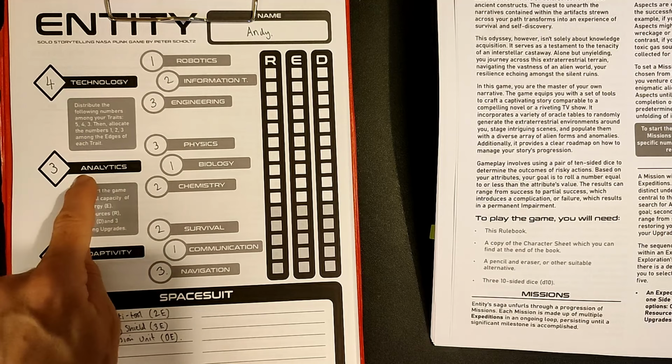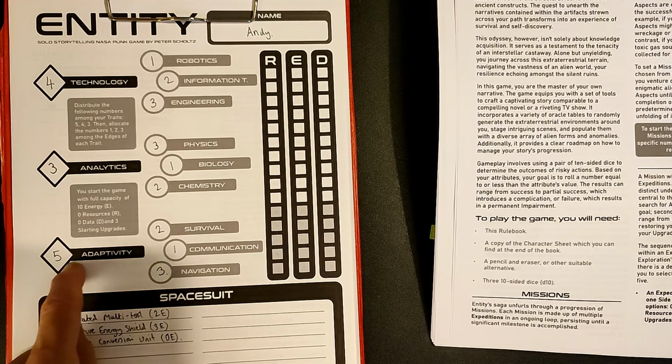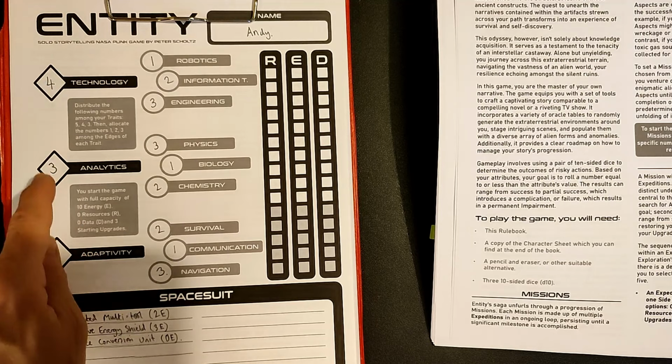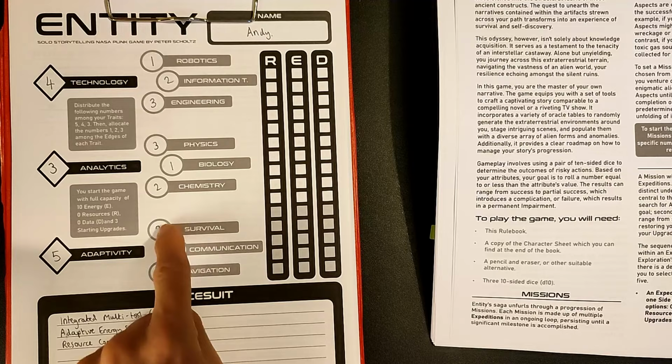Analytics gives you the edges of physics, biology and chemistry. And adaptivity gives you survival, communication and navigation. So I've chosen to make adaptivity my strongest trait, followed by technology, and my weakest trait is analytics. And then for each of the edges on each of the traits, you have to assign 1, 2, and 3. So you've got one that you're particularly strong at, one that you're a little bit weaker at, and one that's sort of in the middle.